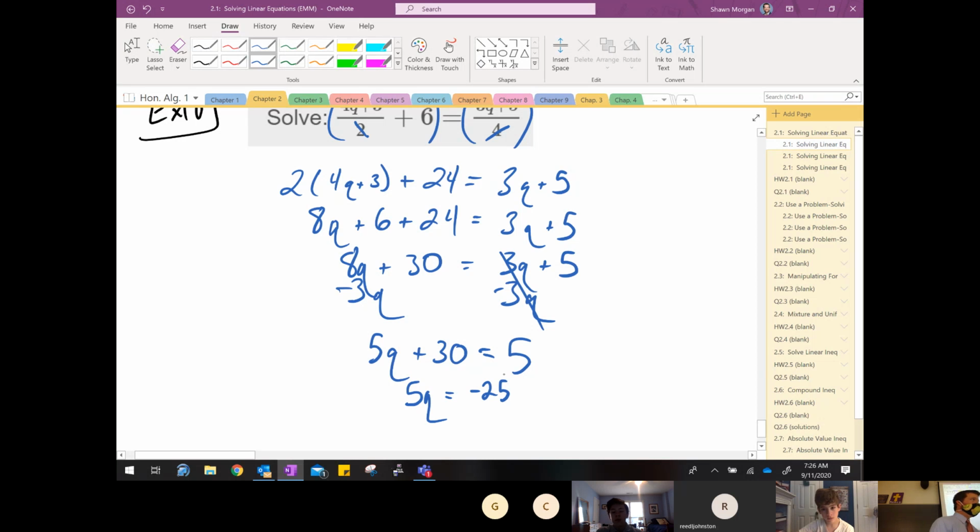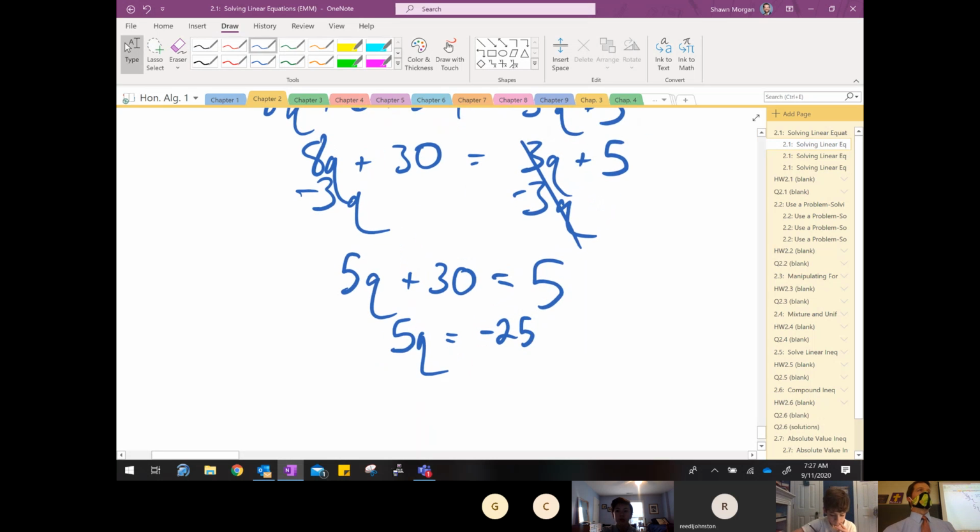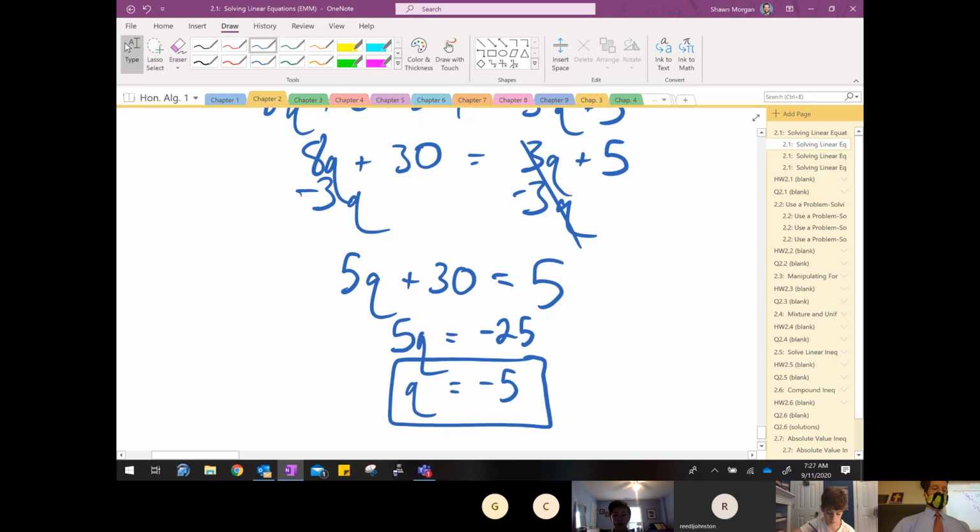And then my last step, last but not least, Mossy, we would do what? What's being done to Q right now? Well, I mean, there's an operation that's being done to Q. 5 what Q? Times Q. Good. And what undoes a times? A division. So I would want to divide both sides by 5. Negative 25 divided by 5 winds up giving me negative 5.